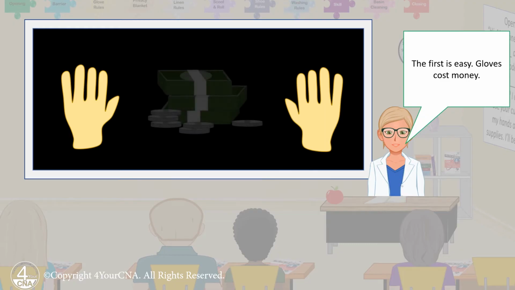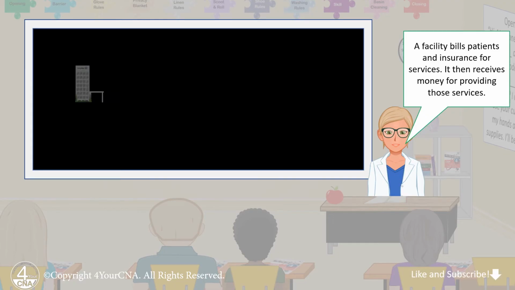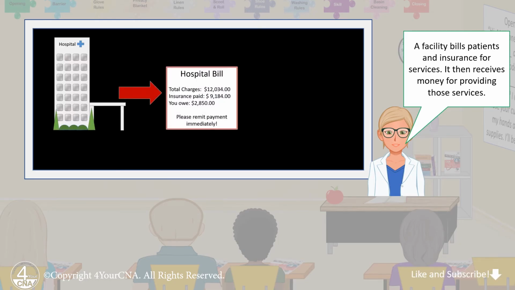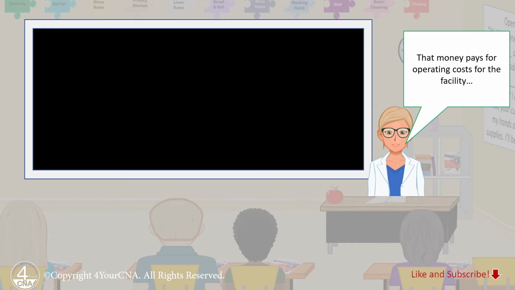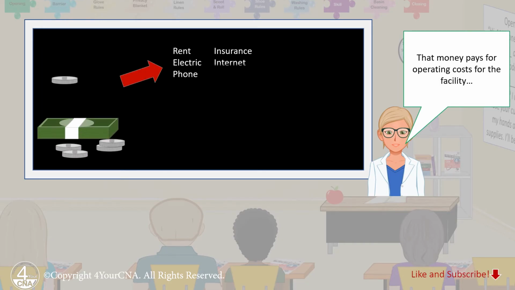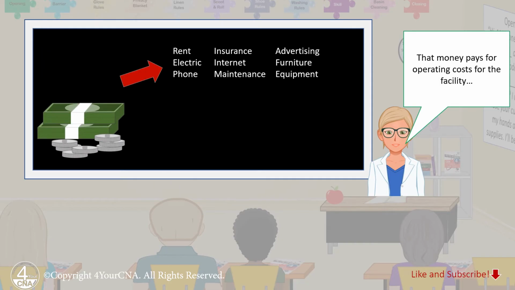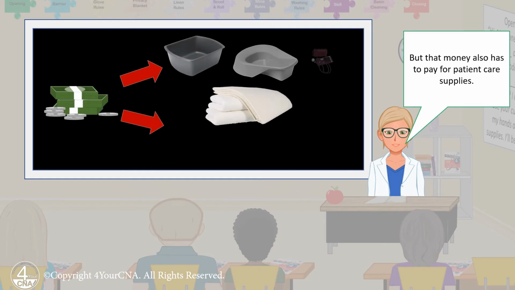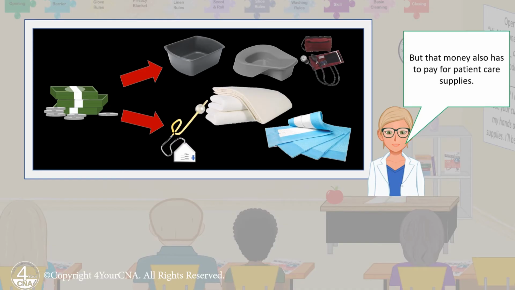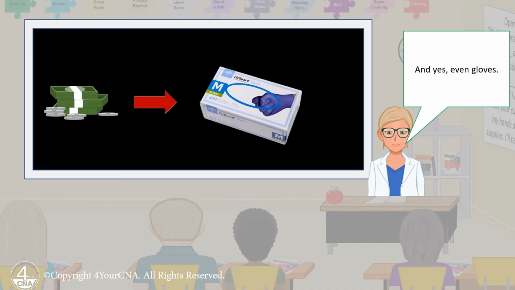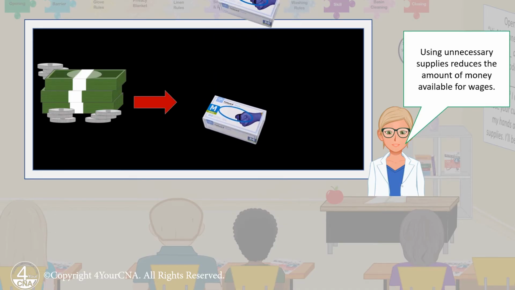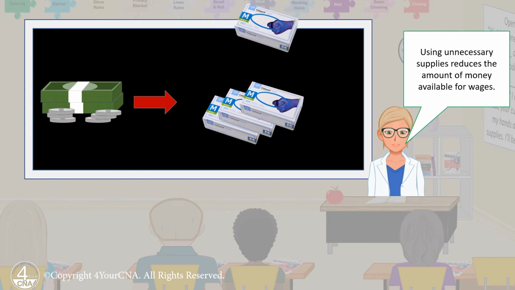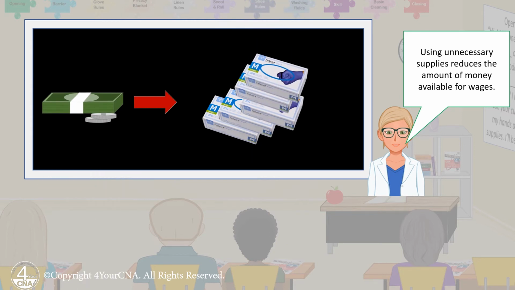The first is easy. Gloves cost money. A facility bills patients and insurance for services. It then receives money for providing those services. That money pays for operating costs for the facility and employees. But that money also has to pay for patient care supplies. And yes, even gloves. Using unnecessary supplies reduces the amount of money available for wages.